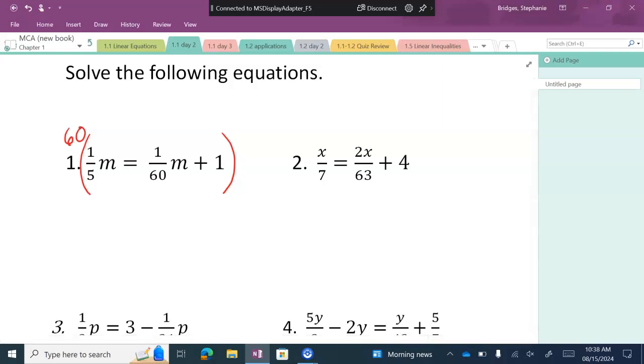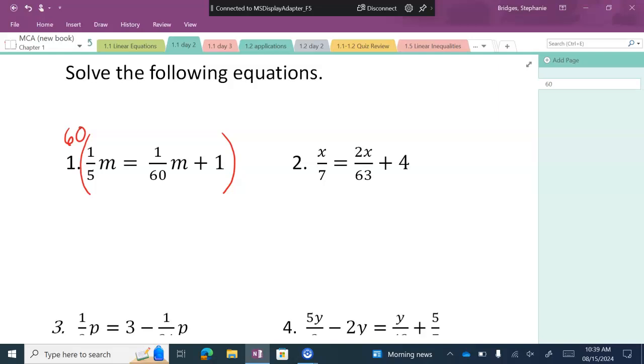Where I have some people mess up is they multiply all the fractions and then leave everything else. That's not how it works. If you're going to multiply an equation, you have to multiply every single term in the equation. Terms are separated by plus signs, by minus signs, and by equal signs. Not by multiplication and division, but by plus, minus, and equal. So how many terms are in the parentheses in question number 1? Look how that adds up. 3. I've got 1/5 m, I've got 1/60th m, and I've got 1. So I have to multiply all 3 of those terms by 60.